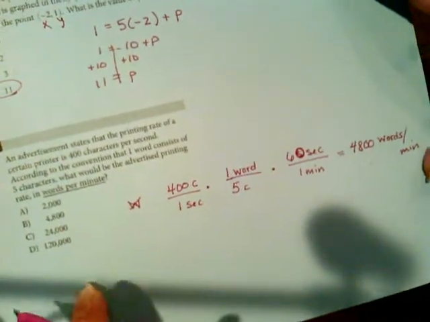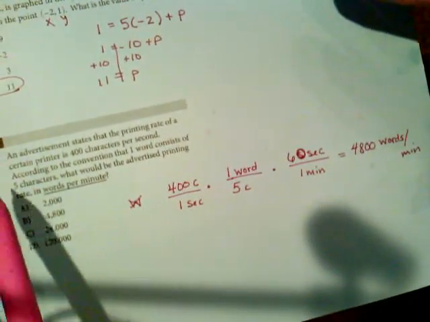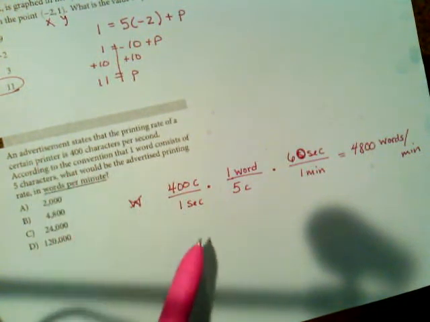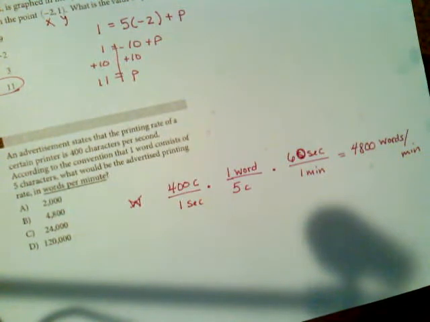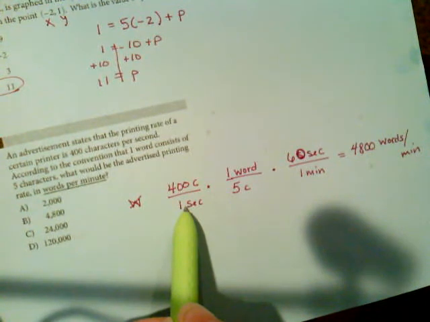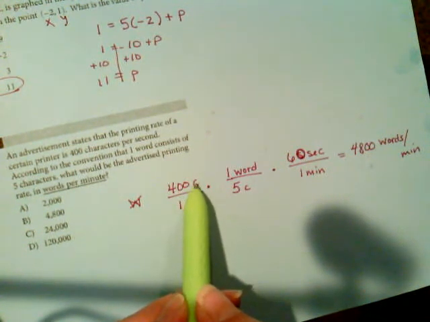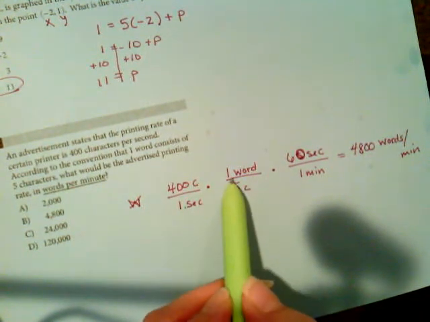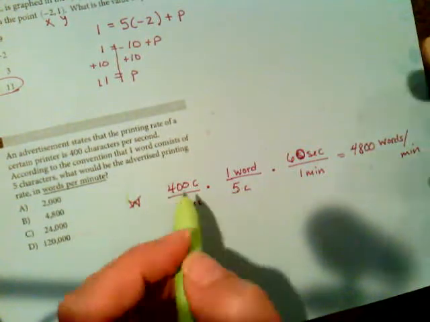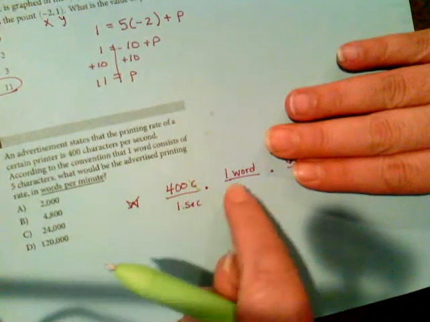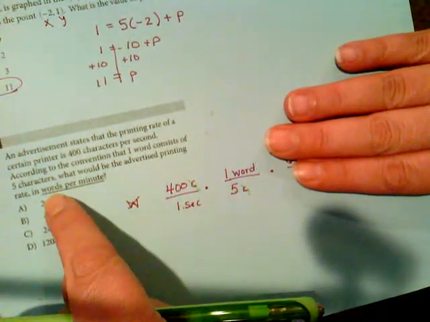Okay. For the next one, this one is not actually as hard as you might think it is. You set this up sort of like a chemistry problem where it's 400 characters per second. Okay. Now, because characters are on the top, I have to make sure characters are on the bottom for the next one. So it's one word for 5 characters. Now, because characters are here and here, I can cross them off. I'm left with words per second. I'm looking for words per minute.